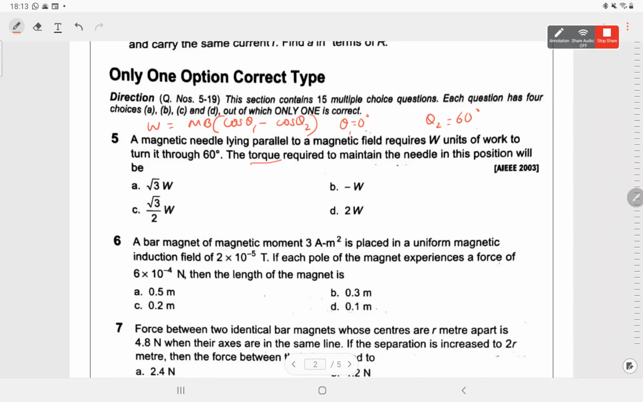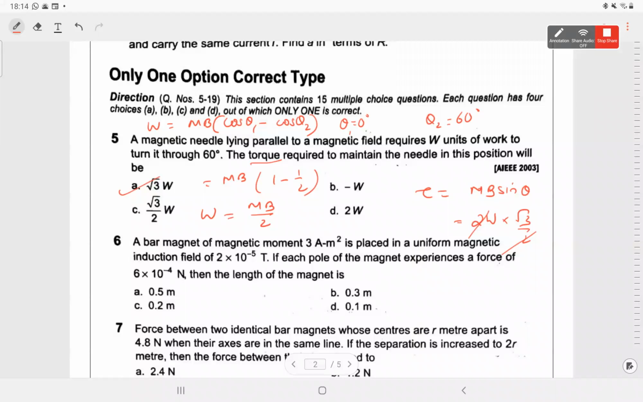The torque needed to hold the needle in this position: the torque formula is mB times sin theta. mB cos 0 is 1, cos 60 is 1 by 2, so mB by 2 is W. mB will become 2W, into sin 60 which is root 3 by 2, so the answer is root 3 W. To rotate a magnet in any magnetic field from theta 1 to theta 2 we have to do work, and that work done is mB into cos theta 1 minus cos theta 2.